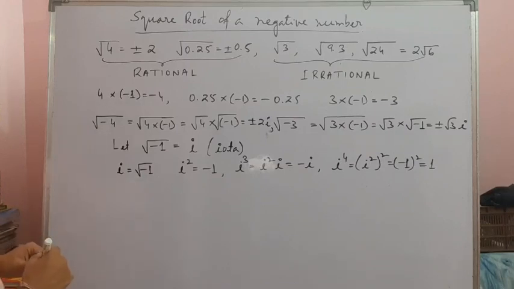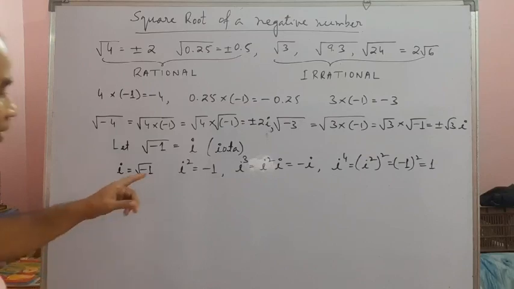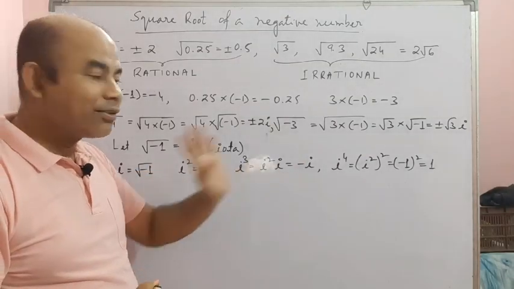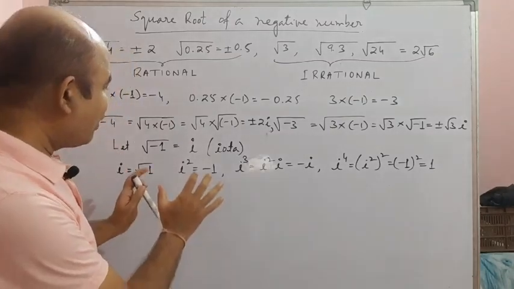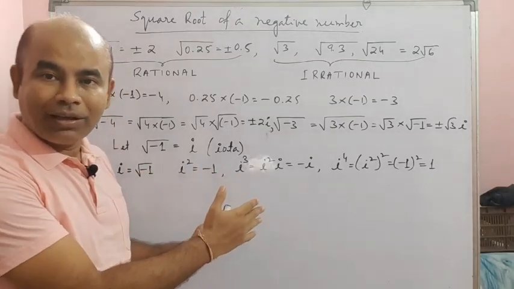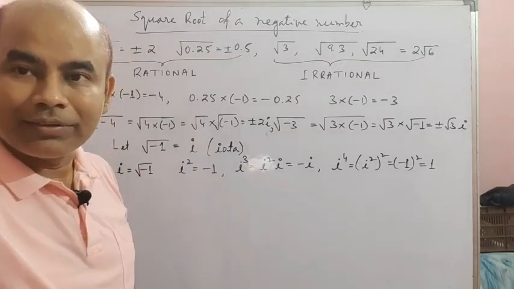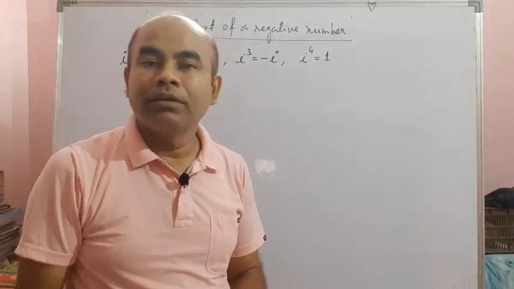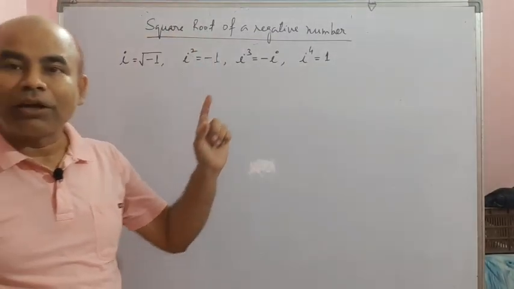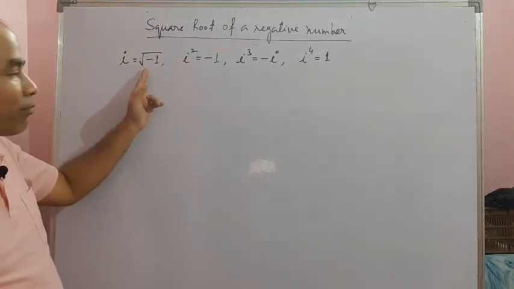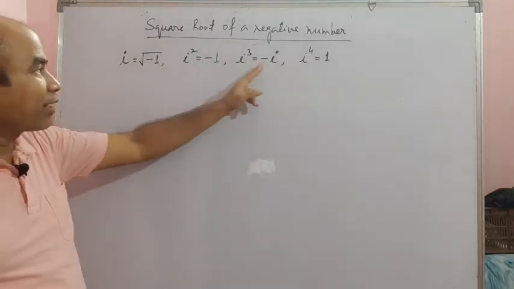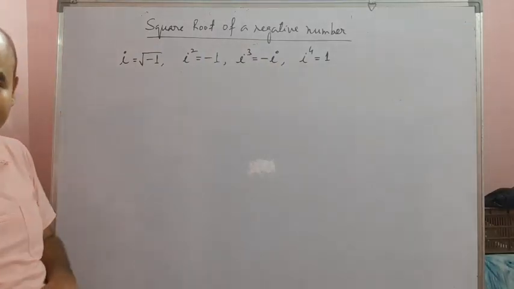So these values you have to remember. I is equal to square root of -1, i square is -1, i cube is -i, i to the power 4 is +1. Okay, clear? So now let me discuss something more about this i. Students, while discussing square root of a negative number, we have got this i, which is square root of -1, i square equal to -1, i cube -i, and i to the power 4 is equal to 1.